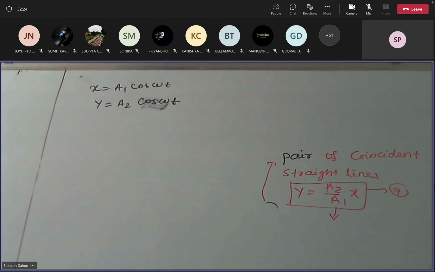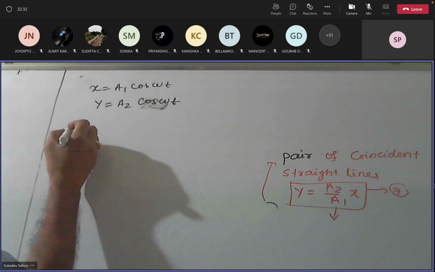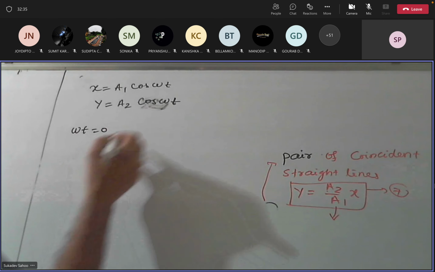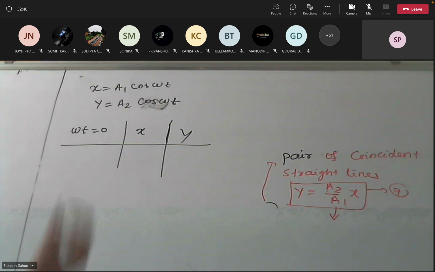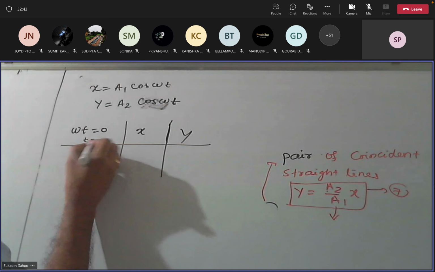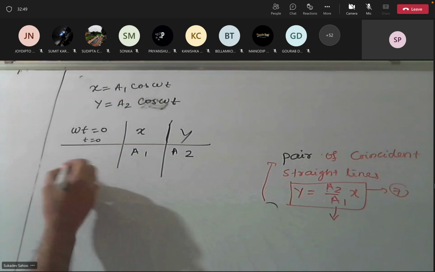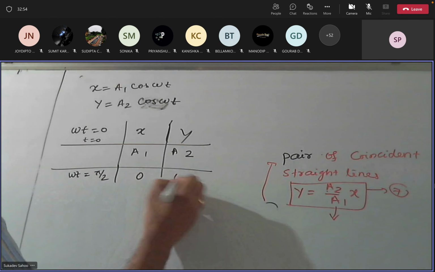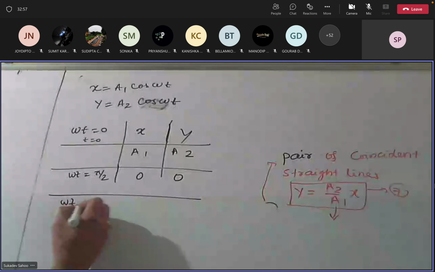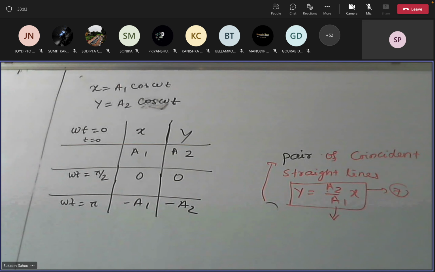Now how will you find the direction? In order to find the direction, first point out some points. Suppose when omega t equal to 0, what will be the value of x and y? Make a table like this. When omega t equal to 0, or we can say t equal to 0, in that case this will be a1, a2. Now when omega t equal to pi by 2, 0, 0. When omega t equal to pi, what will be the value? Minus a1, minus a2. Everybody clear?